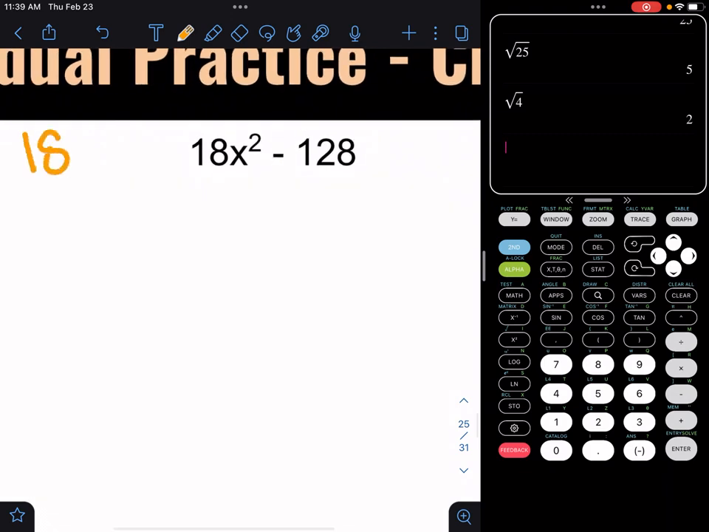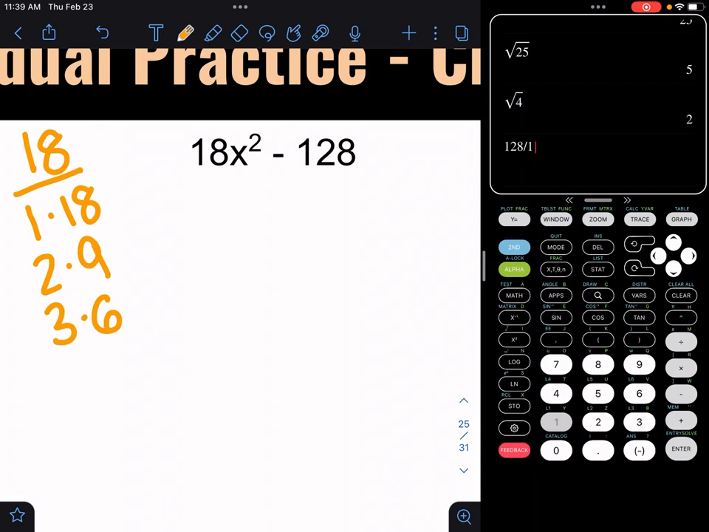Let's write down our factors of 18. We could have 1 times 18, 2 times 9, or 3 times 6. Let's see, does 128 divide by 18? It does not. Does 128 divide by 9? Nope. 128 divided by 6? Nope. 128 divided by 3? 128 divided by 2? Yes, that works.